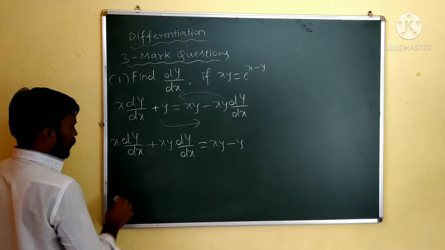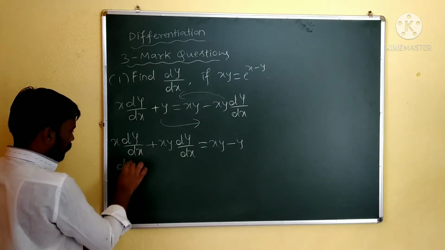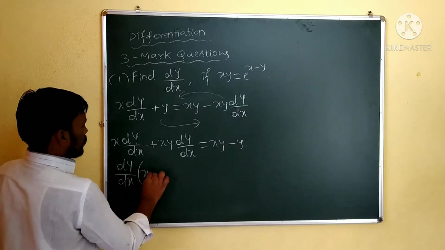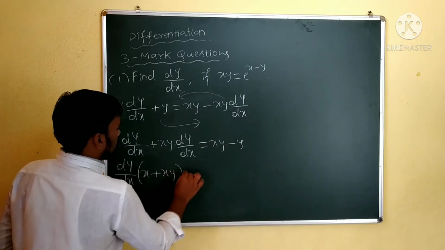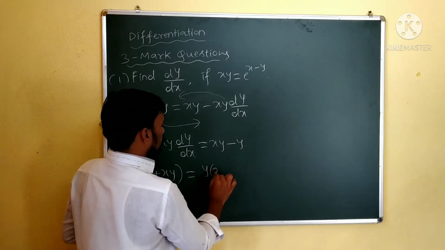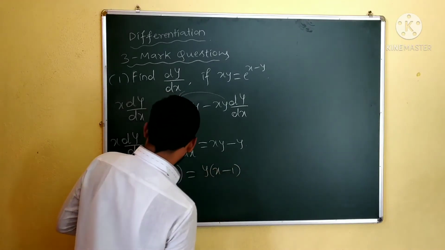Now here I can take dy by dx as a common. dy by dx into bracket open x plus xy is equal to... So here I can take y common. y into bracket open x minus 1.